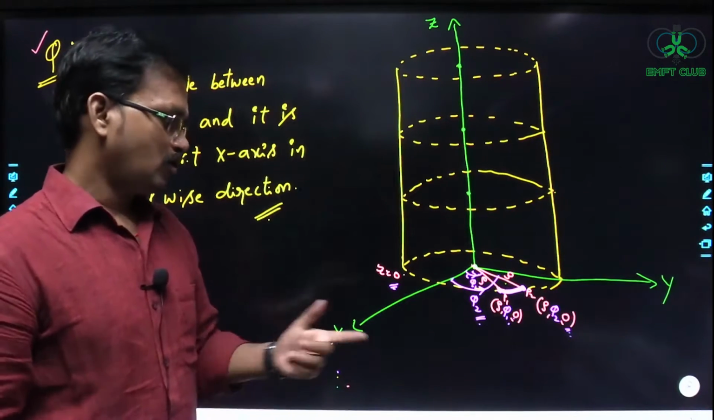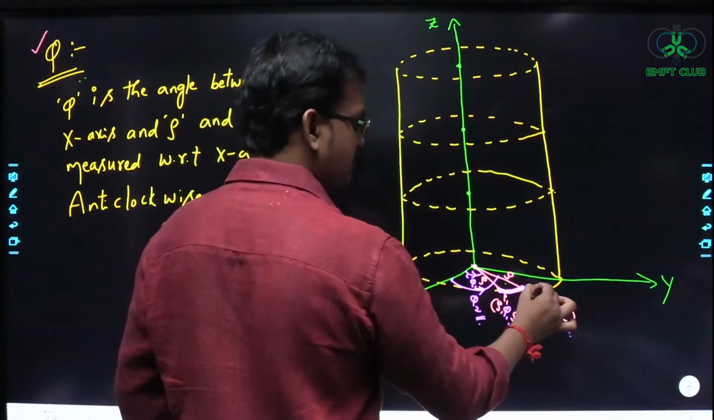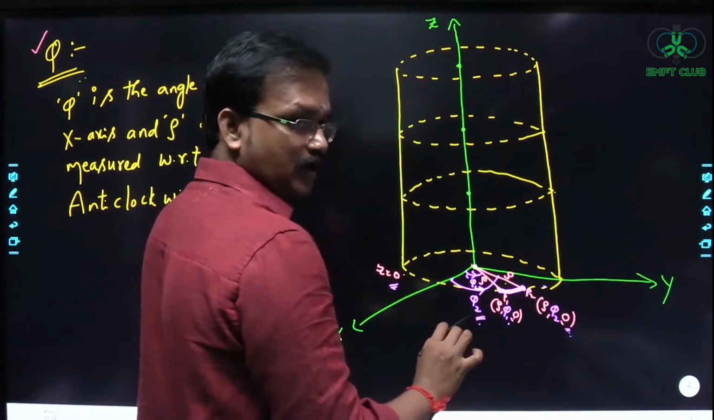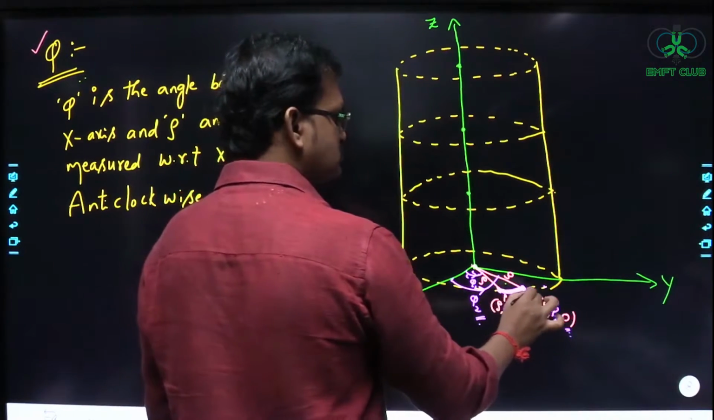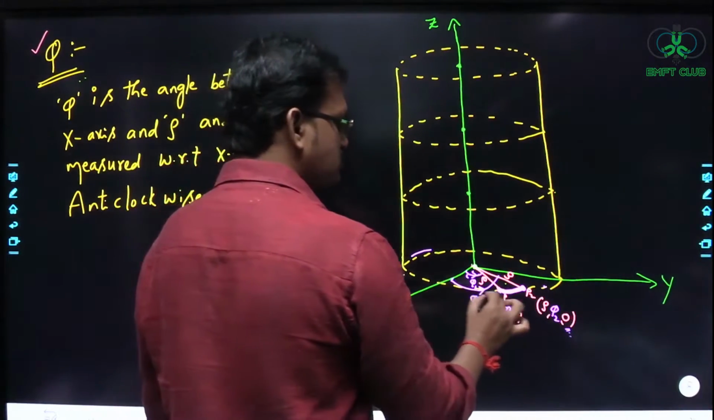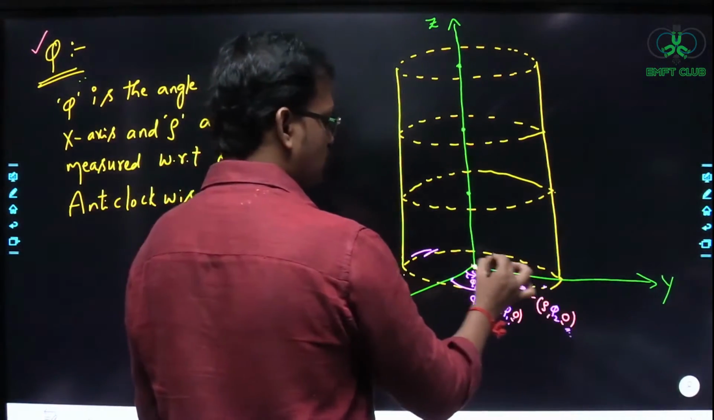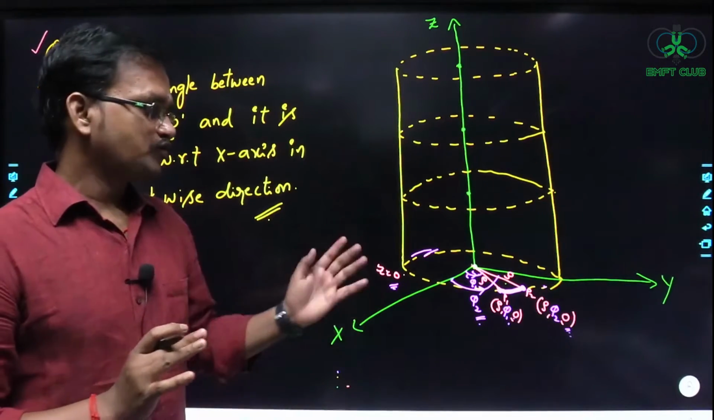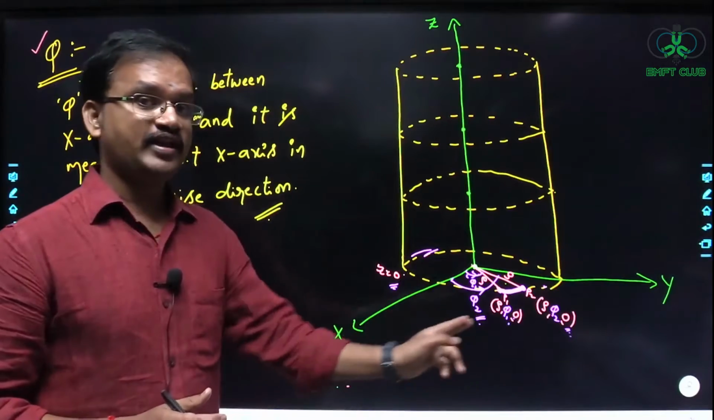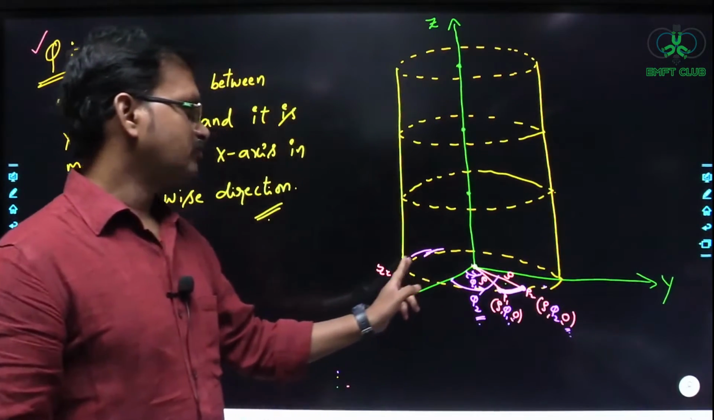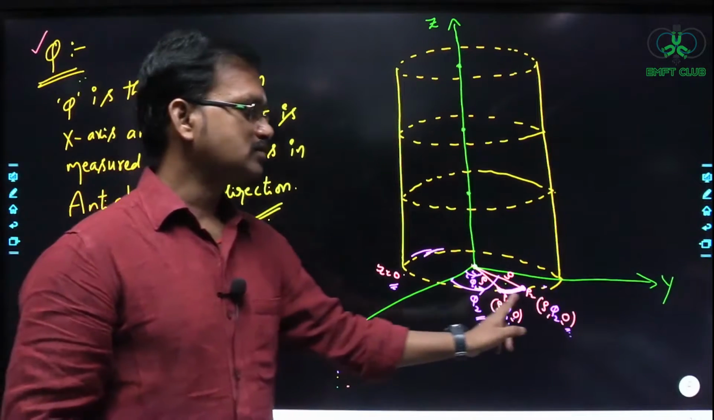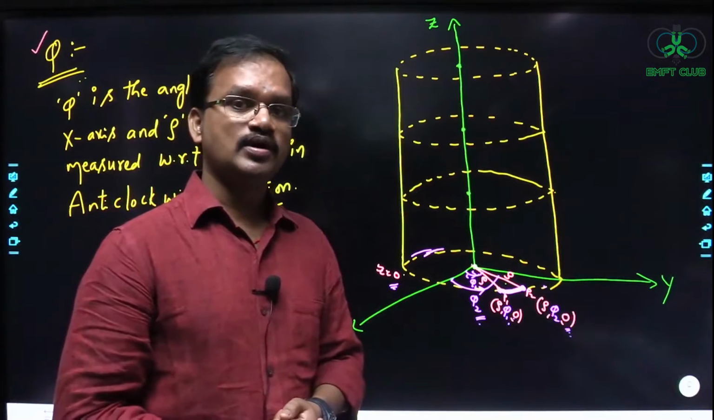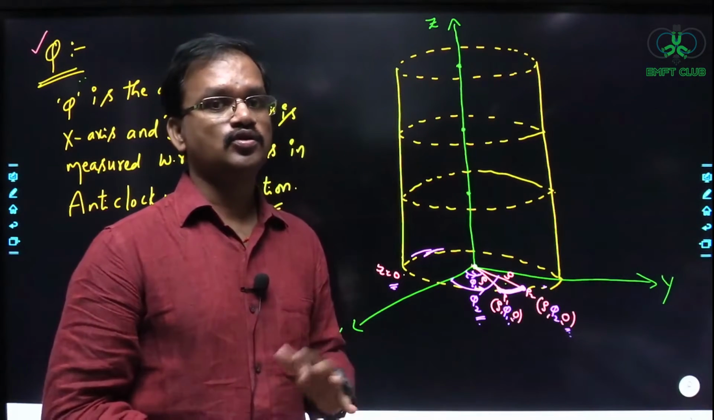Understood? Now if you consider some other point here, then the angle will become some phi 3. So as you move along the circumference of the circle, the phi value is going to change. Which means as you vary phi, you are going to move along the circumference of the circle. And hence, what is the range of phi here? The range of phi is from 0 to 2 pi.